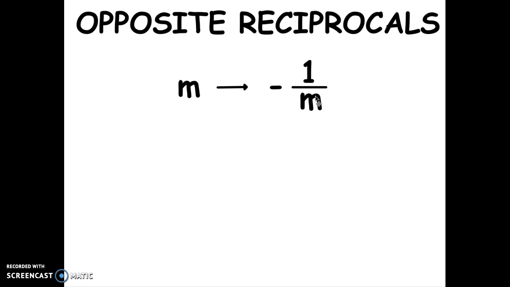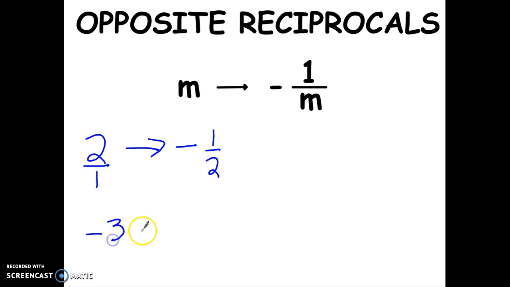Let's say that you're given an equation that has a slope of 2. Okay? So what that would become is opposite sign, negative, and then flip the fraction. We know that the number 2 as a fraction is 2 over 1. So if we flip that fraction, it's 1 over 2. So the opposite reciprocal of 2 is negative 1/2.